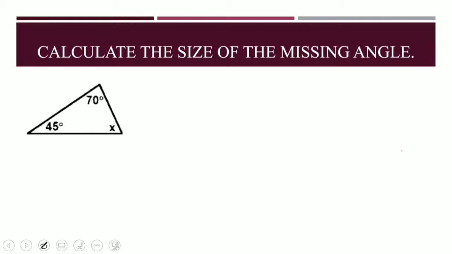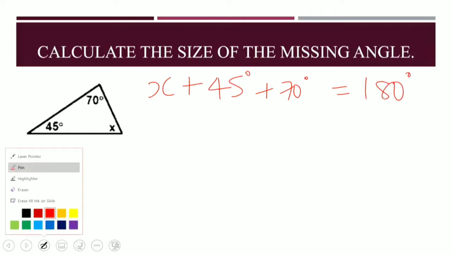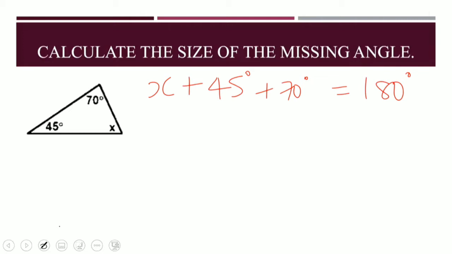All right, so here we go. The sum of all three angles is 180 degrees. And that's it. We have written it mathematically. So now we are going to solve this equation, and I hope that you are really good at solving equations. So here we go. 45 plus 70 is going to be 115 degrees. So we have x plus 115 degrees, and that is still equal to 180 degrees.